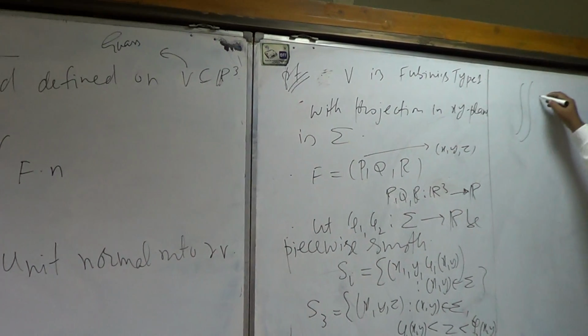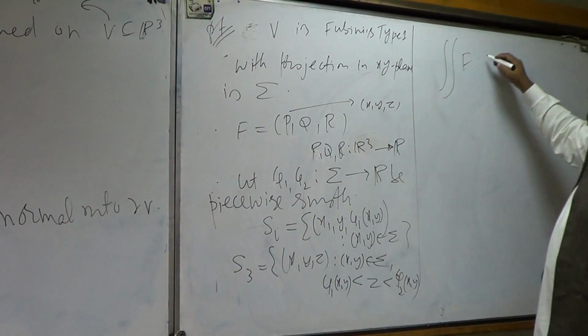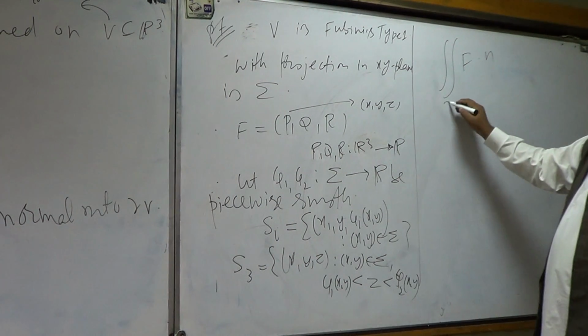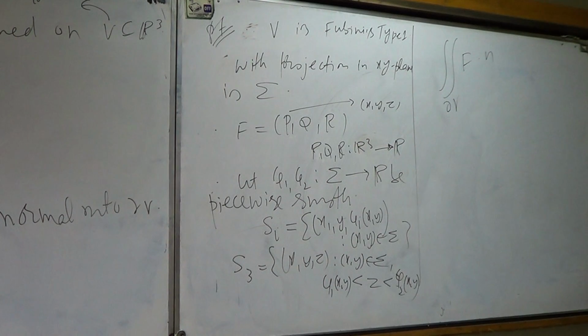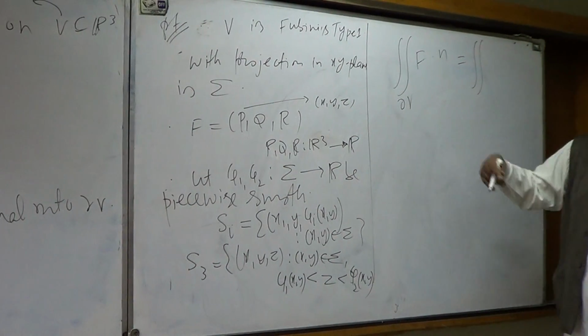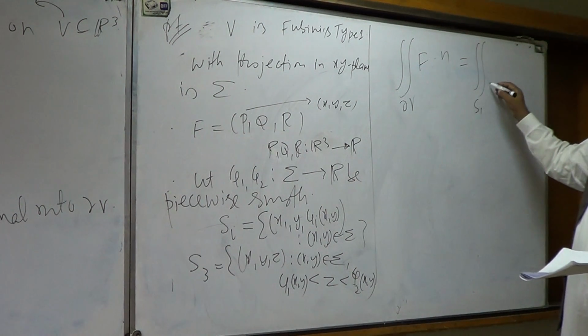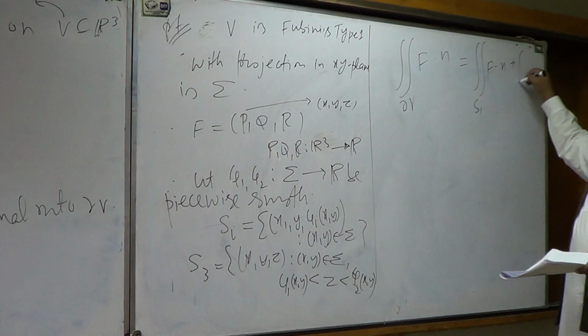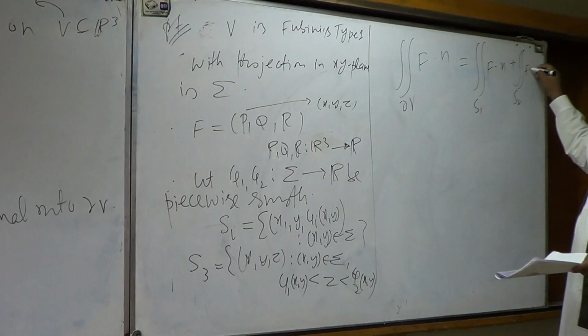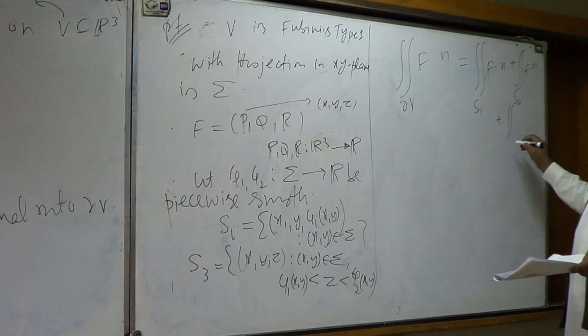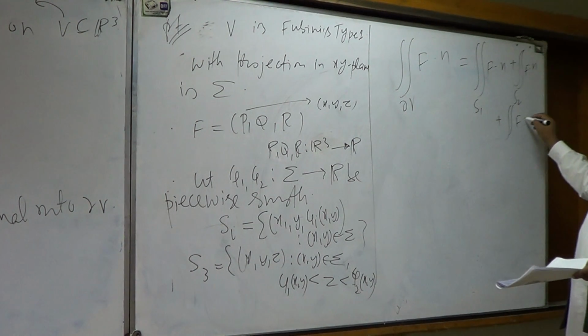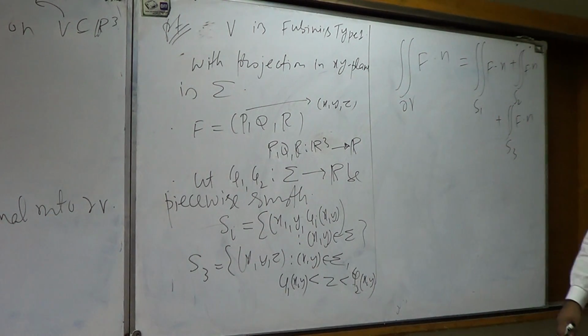And now consider, for example, the first surface. Consider f dot n, but on the boundary of V. The f dot n on the boundary of V is going to be equal to what? The boundary comprises three surfaces. Which surfaces? S1, S2, and S3. Here you have it.